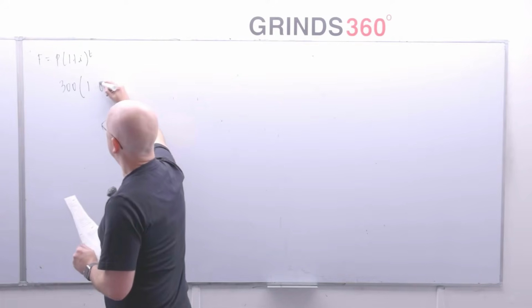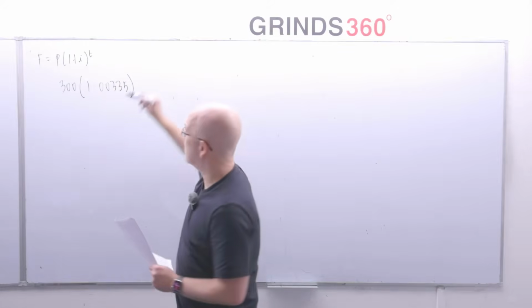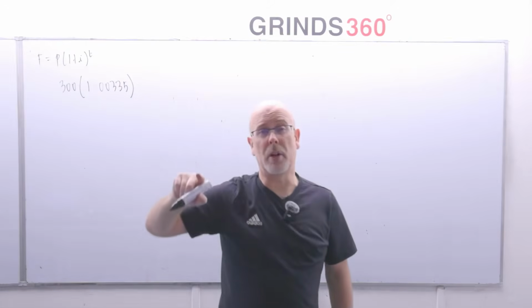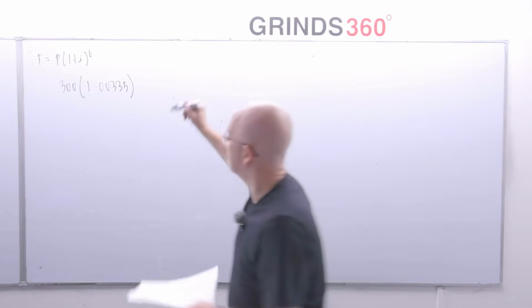So it's 1.00335 to the power of t. So the first one, remember, because it is at the start of every month, that first payment will be earning interest for the full 60 months.